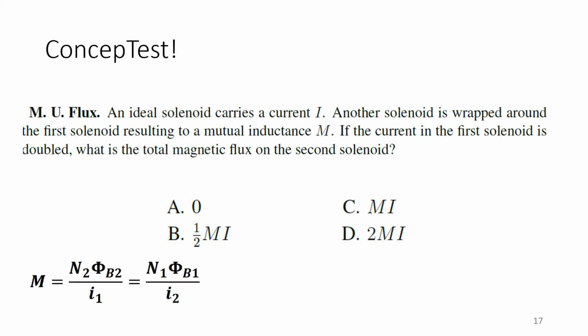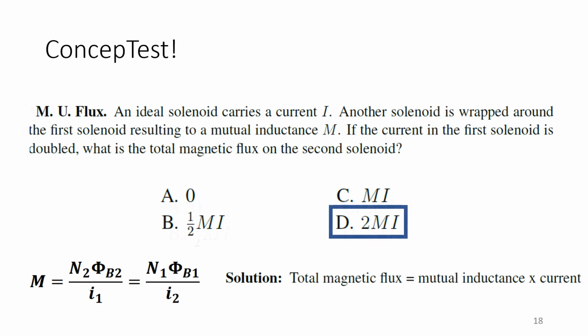So keep in mind that to solve this problem, we will be using the general expression for mutual inductance. So what we need to do is multiply the currents on both sides of the equation, so we can place it here. And after that, doubling the current in the first solenoid basically doubles the total magnetic flux, which is Mi, of the second solenoid. The answer should be D.